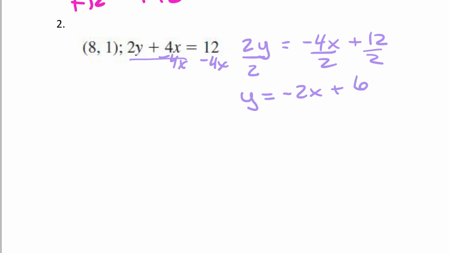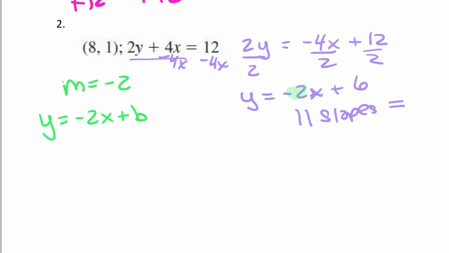So the slope of my line is negative 2, because remember, parallel lines' slopes are equal. Now I write my new slope. So m is equal to negative 2. I write my generic equation, y is equal to negative 2x plus b.